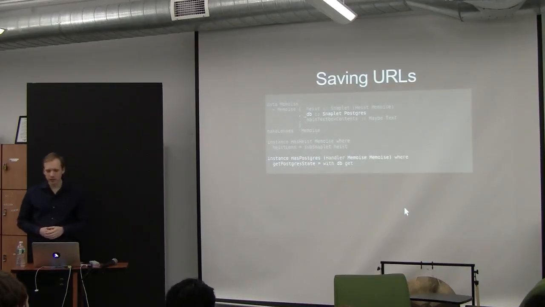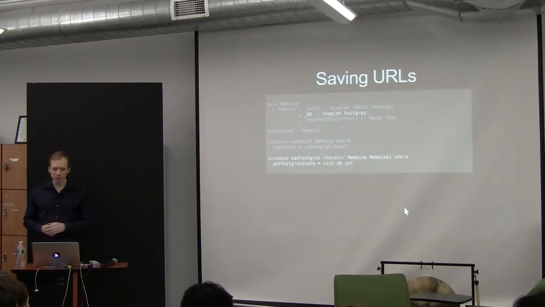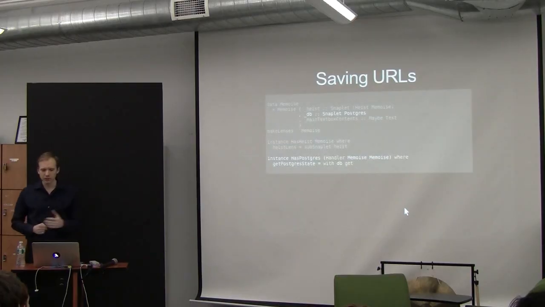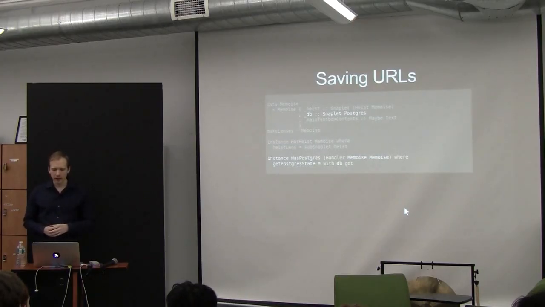Now what we need to do, just like with the Heist template, is make a place for Postgres to keep its environment. It's going to have a connection pool. It might have some other information that it needs to keep track of. And so we need to give it a place to put that. So in our environment, we create the Postgres snaplet variable called db. Make lenses will automatically make a lens for that.